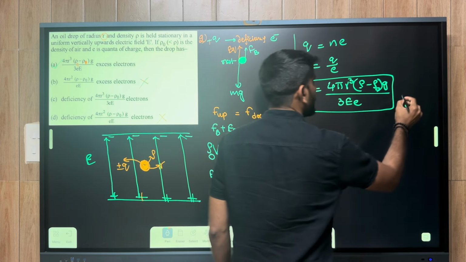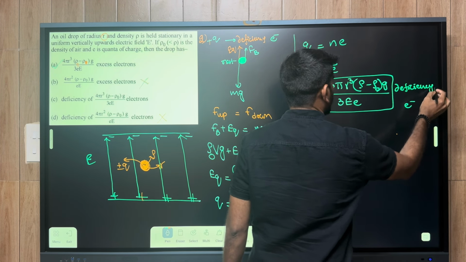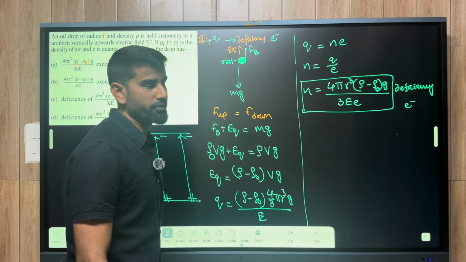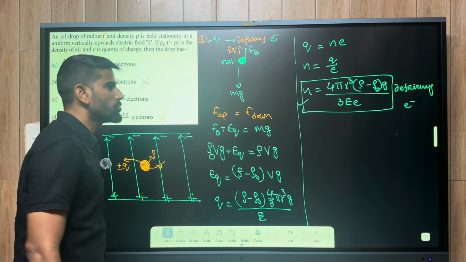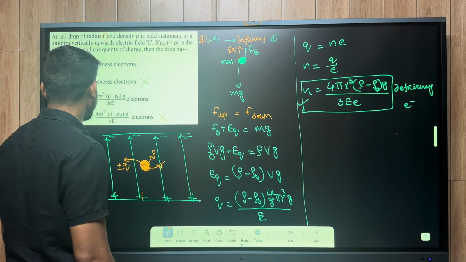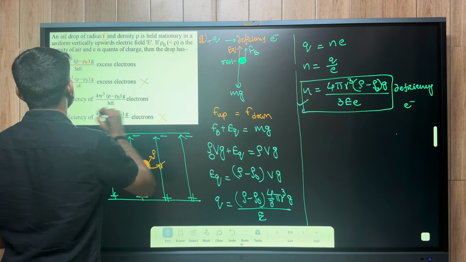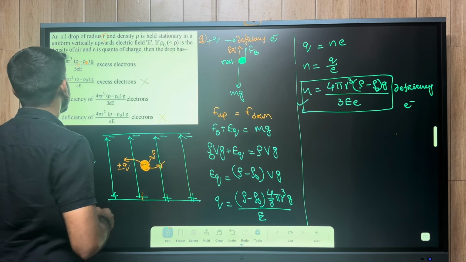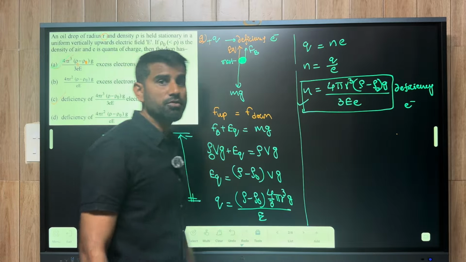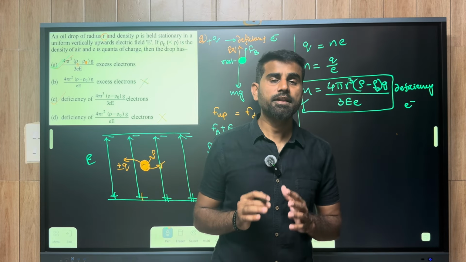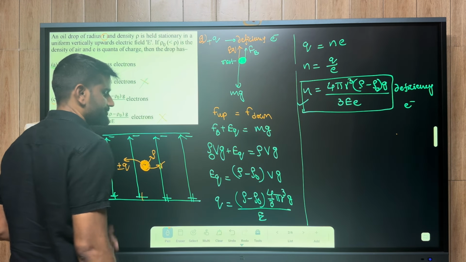Now deficiency, what is it? Deficiency of electrons. For the case of deficiency of electrons, the equation is 4 pi r cube (rho minus rho naught) g by 3e. This will be our answer. So these are the two answers that we have. I hope the solution to this question is clearly understandable. Let's move on to another example.